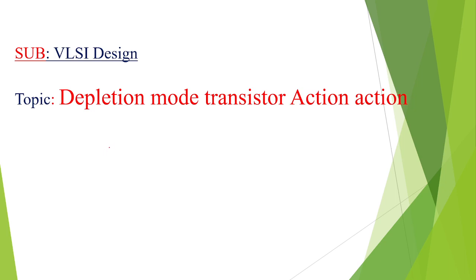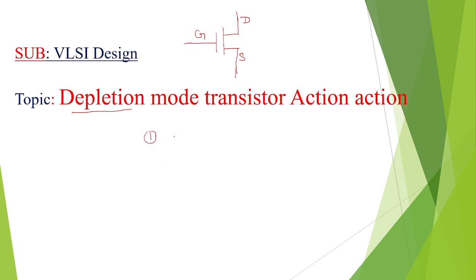I'm going to explain about depletion mode transistor action. Depletion mode means that while fabricating a transistor, the channel is established between source and drain. That is a depletion mode transistor. It means there is no extra supply required to form the channel from source to drain. It has three regions, and I will explain clearly what they are.